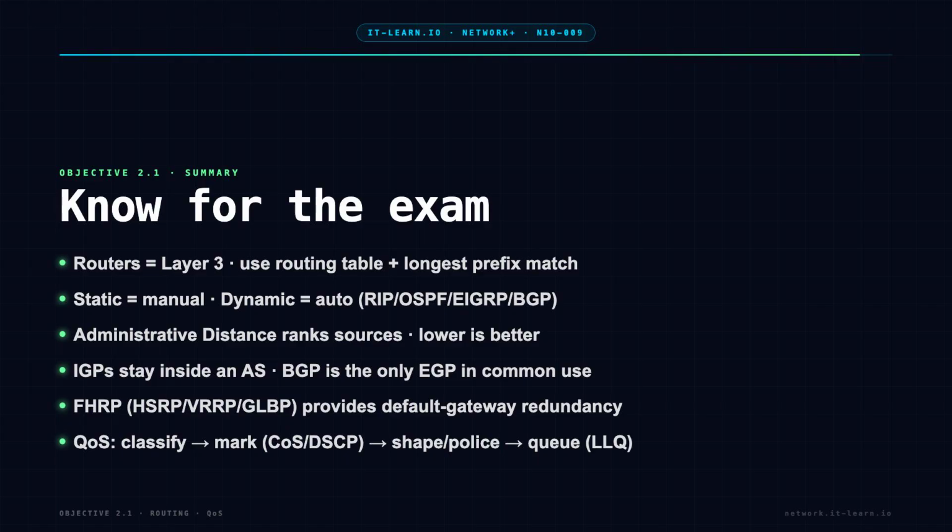ARP maps IP addresses to MAC addresses on the local network, and FHRP protocols like HSRP, VRRP, and GLBP provide default gateway redundancy. Finally, QoS classifies, marks, shapes, polices, and queues traffic so that voice, video, and business-critical applications get the performance they need. Thank you for watching this lesson on Objective 2.1.